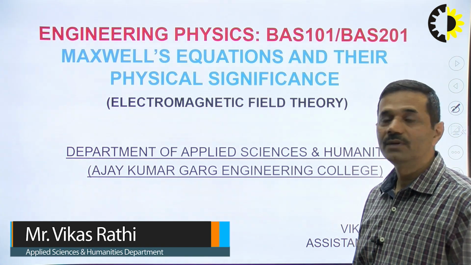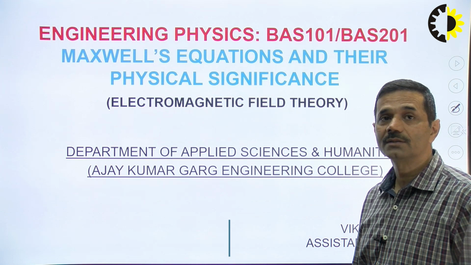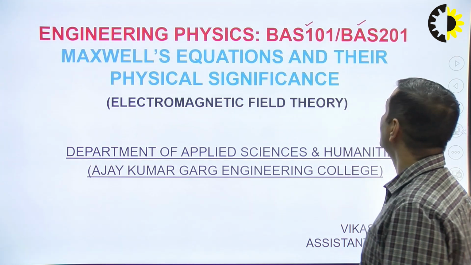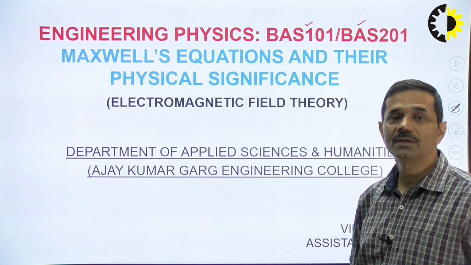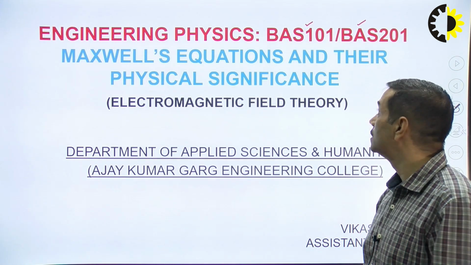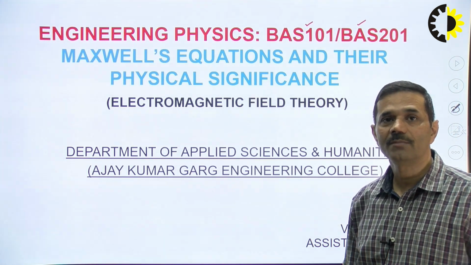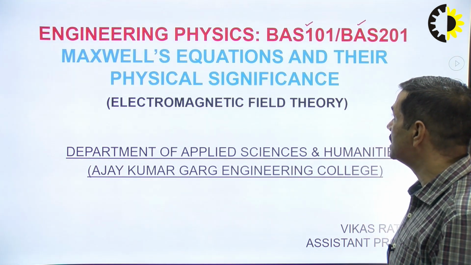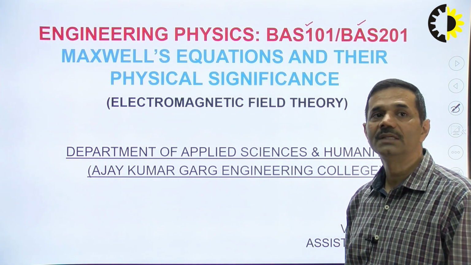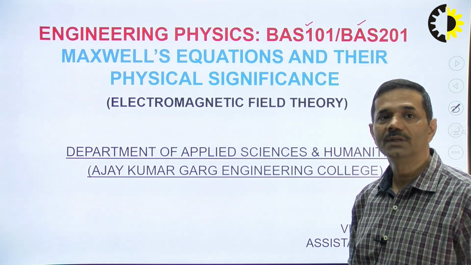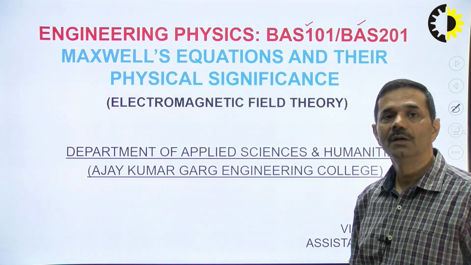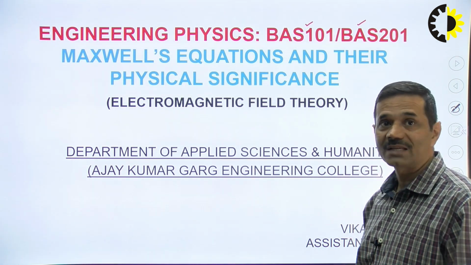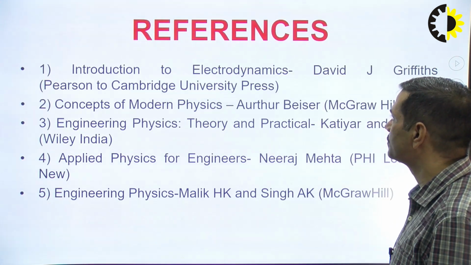The subject which I am going to discuss is engineering physics, subject code BAS 101 / BAS 201. Means in first semester it is BAS 101, but in the next sem, that means in even sem, it is BAS 201. Now the topic which I am going to discuss is Maxwell's equations and their physical significance, and this is part of the electromagnetic field theory, which is here in this subject, unit 3. So the topic is Maxwell's equations and their physical significance.